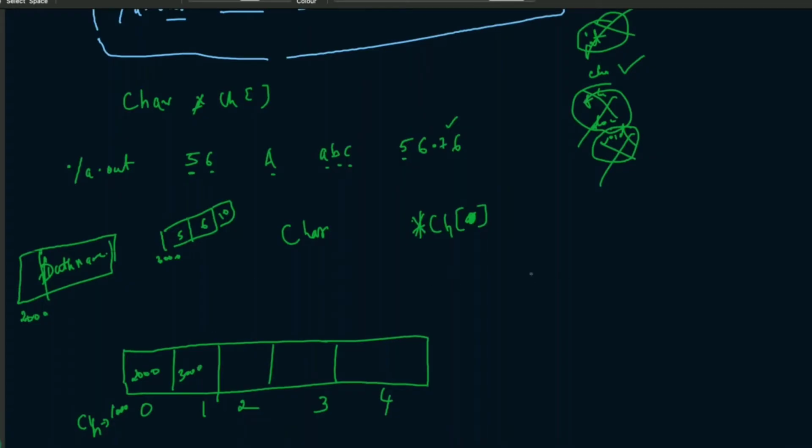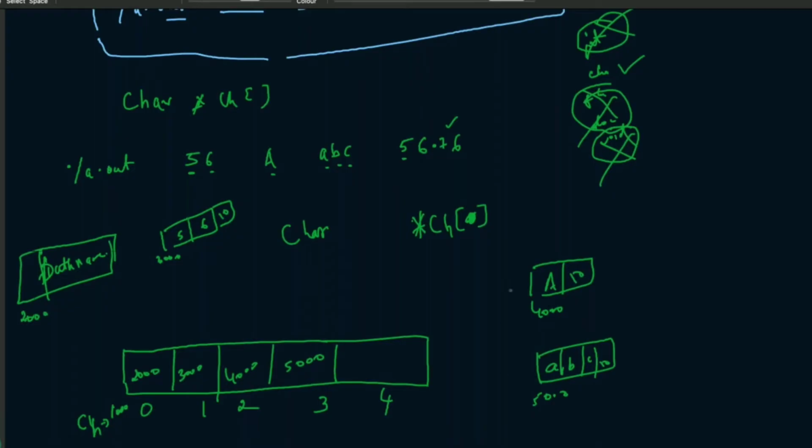Let's say somewhere along the line you have a character called A, and the address is 4000. This 4000 is actually stored here. Now let's say somewhere in the memory you have ABC and \0. Let's say the address is 5000. This 5000 is stored here.